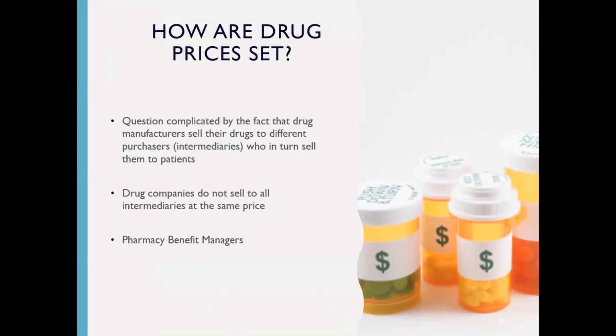Now, this question of how prices are set is complicated by the fact that drug manufacturers sell their drugs to different purchasers, or intermediaries, who in turn sell them to patients. And drug companies don't sell to all intermediaries at the same price. And here we need to talk about pharmacy benefit managers, or PBMs, the intermediaries.